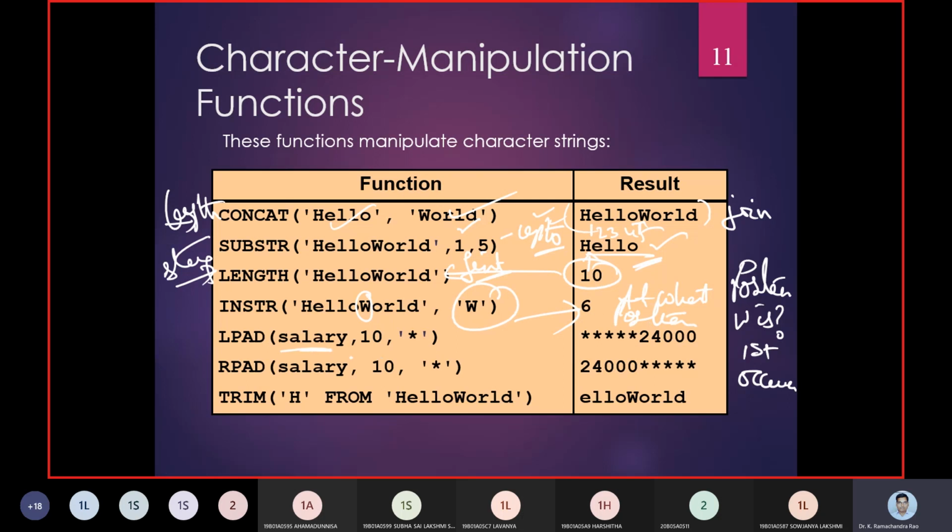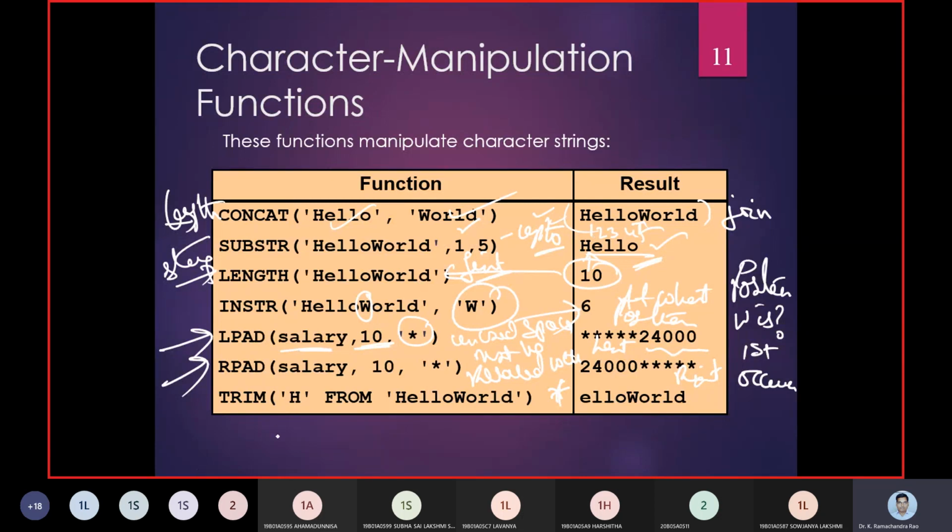Assume there was a salary attribute and it is occupying 10 cells. So how much value of the salary should be displayed, but unused characters, unused spaces must be replaced with asterisk here. So it can be towards the left side or towards the right side. That is what we call LPAD, and that we call RPAD.